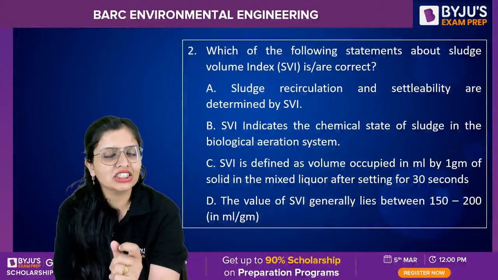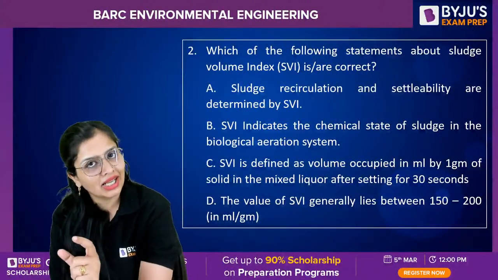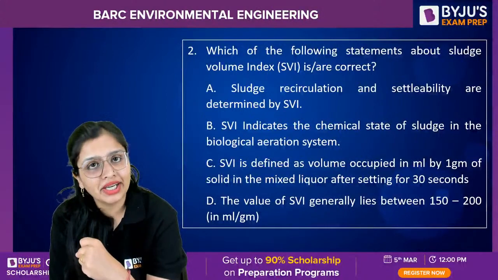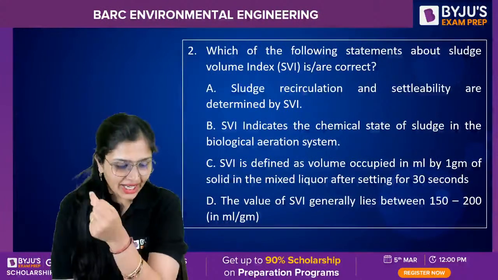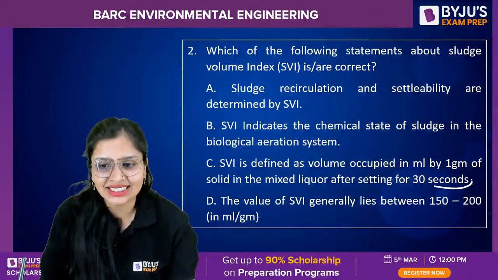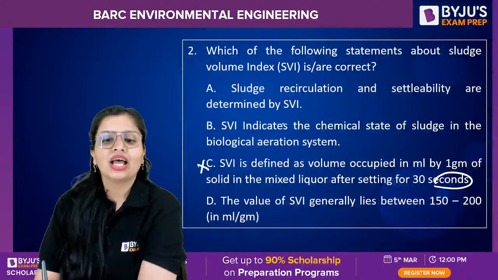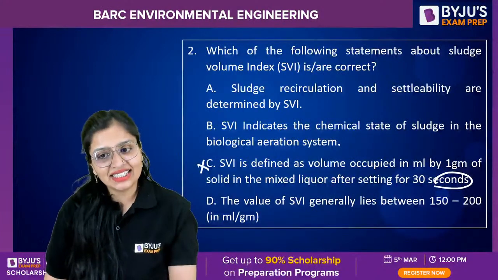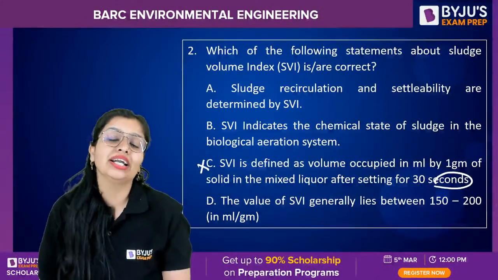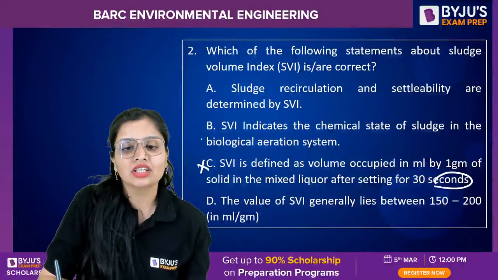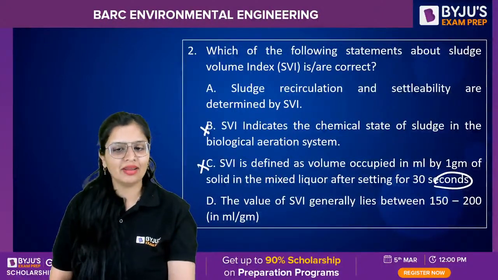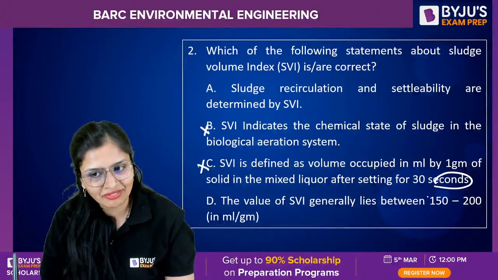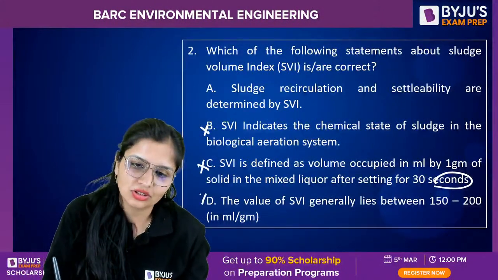What is the definition? Volume occupied in ml by 1 gram of suspended solids when allowed to settle for 30 minutes. In the question, it is written 30 seconds, which is wrong. Sludge volume index indicates the chemical state? No, it indicates the physical state, so this is also wrong. We know that the unit of sludge volume index is ml per gram, but it lies between 150 to 200? No, this is also wrong.